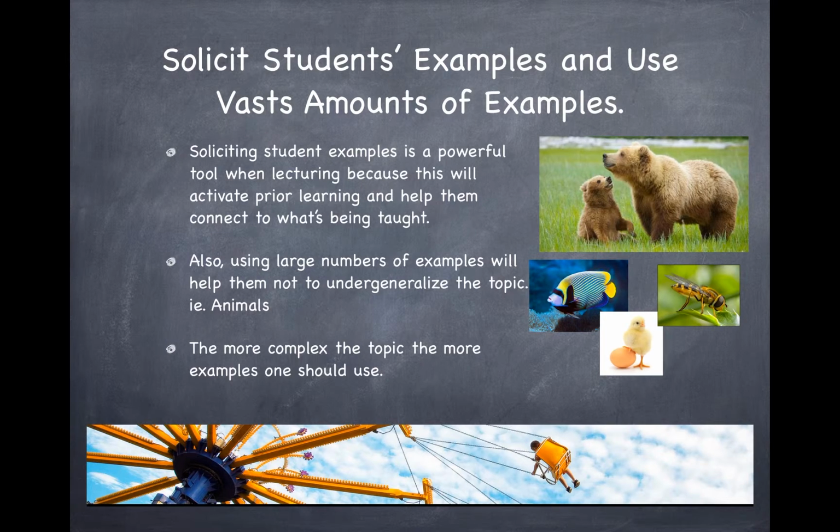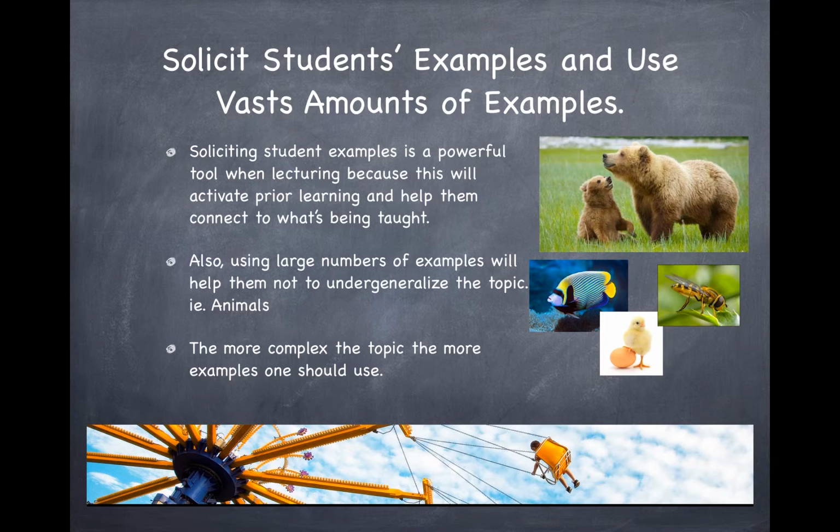Also, using a large number of examples will help them not to undergeneralize the topic. An example of undergeneralization would be when some children think of an animal as something with 4 legs and fur, and are therefore quite surprised when their teacher says that fish, birds, and insects are also animals.